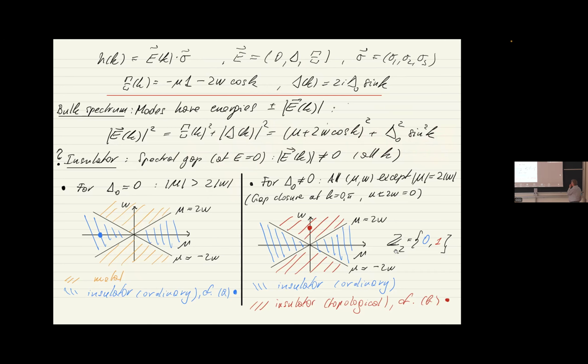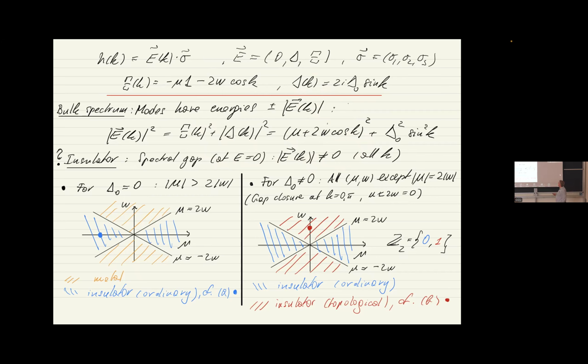Now you can ask whether this spectrum corresponds to an insulator or not. In particular, whether there is a spectral gap, and more in particular, a spectral gap at E equal zero. Because that's the position you would look for a spectral gap because of the top-down symmetry of the spectrum. So in order for that to be true, this energy E of k has to vanish at no k. At no k does the gap close. Then it doesn't close altogether.